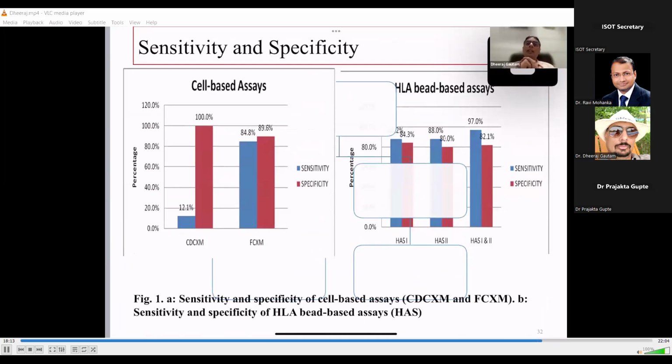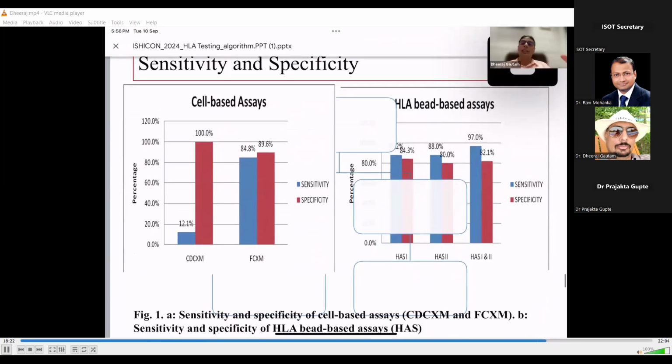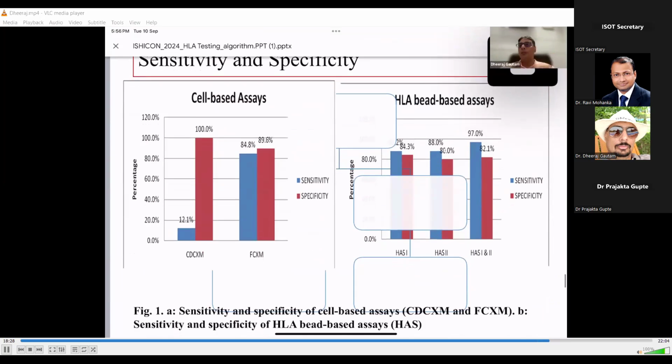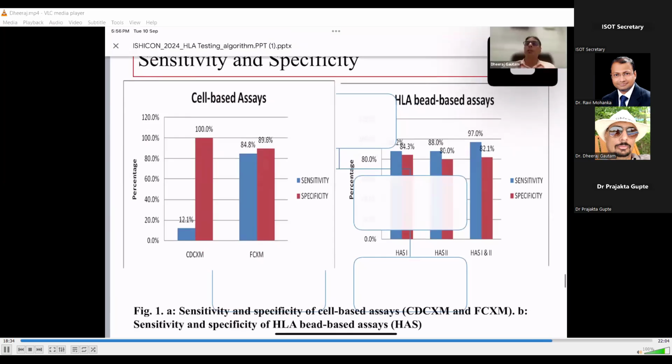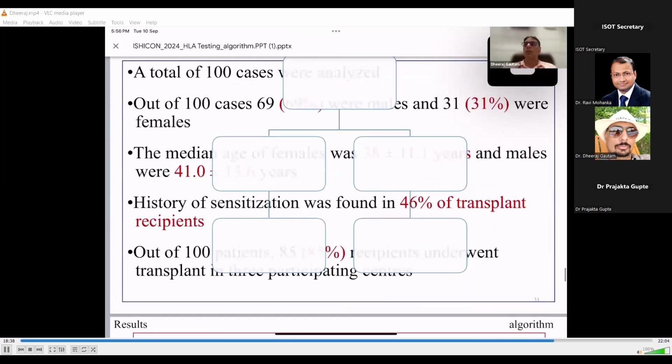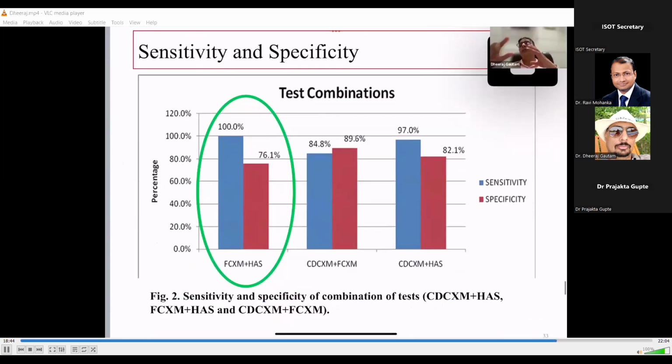There is a cell-based assay, CDC, whose sensitivity is low, 12%, but specificity is high. Flow cytometry sensitivity is 100%, with specificity low. HLA-based is 92%. So what we found is that the flow cytometry cross-match with HLA is 100% sensitive and 76% specific. So this is the best scenario to do it.